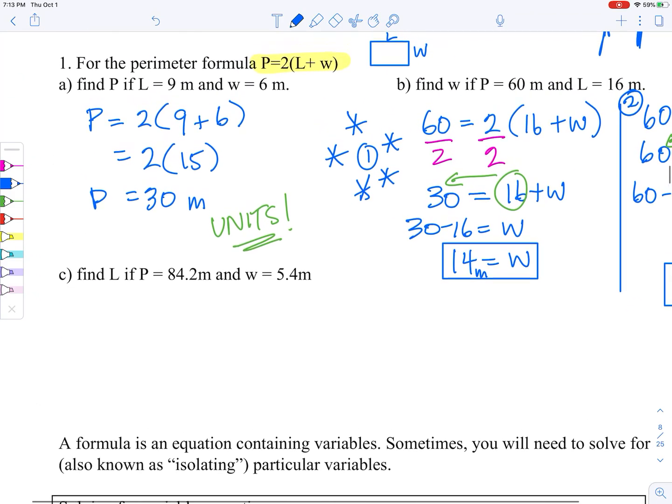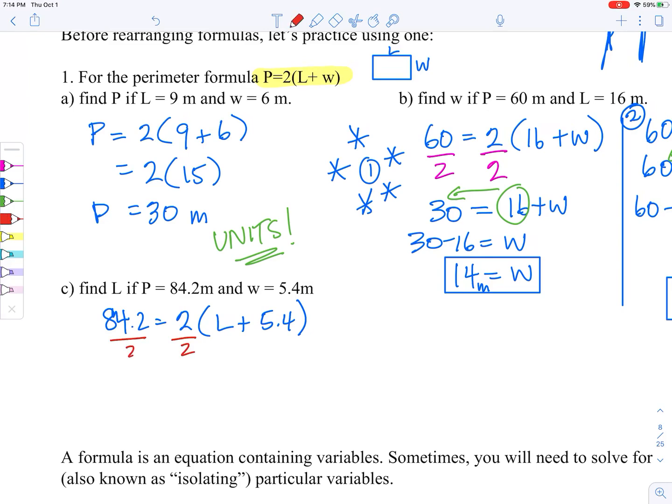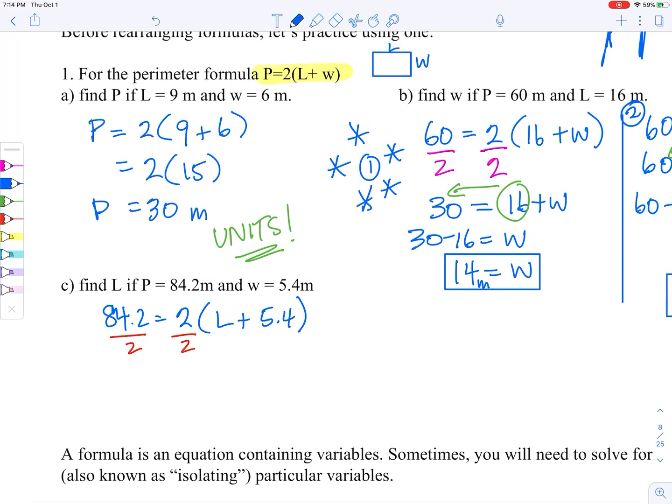The third one wants us to find the length if the perimeter was 84.2 and the width was 5.4. So I'm going to sub in again. 84.2 equals 2 times the quantity length, we don't know, plus the width, 5.4. So I'm going to use method 1. First thing I'm going to do is divide both sides by 2. So that gives me 42.1 equals length plus 5.4.